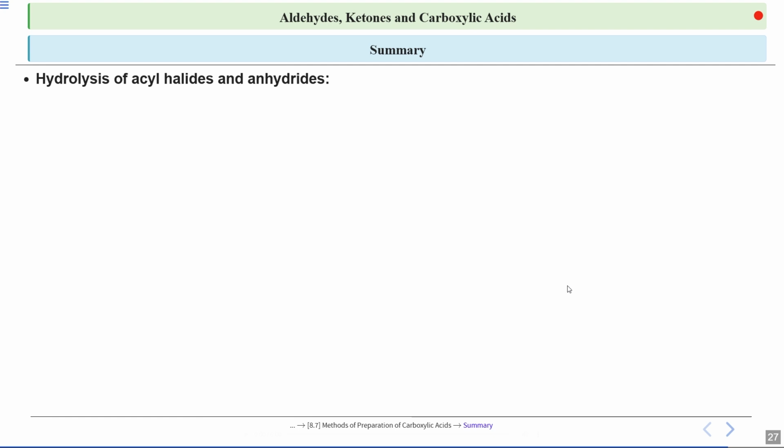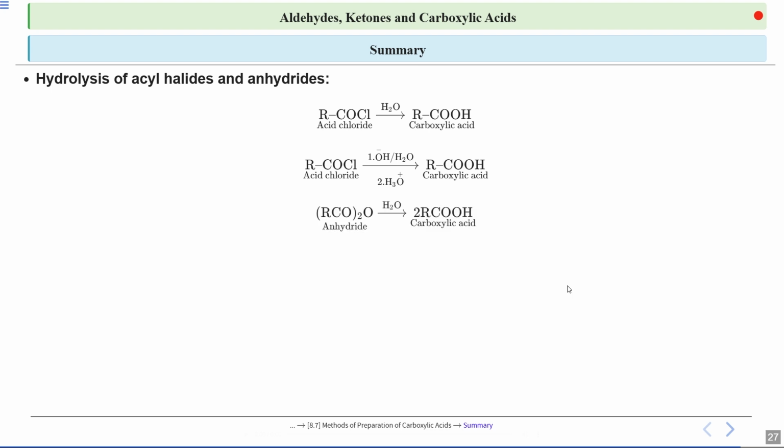Next, we saw the hydrolysis of acyl halides and anhydrides. We have acyl chloride. When it reacts with water, it forms a carboxylic acid. In this fragment, we can see that it is a two-step hydrolysis of acid chlorides. First, the acid chloride reacts with hydroxide ions, OH minus, and water, and then with hydronium ions, H3O plus, to form a carboxylic acid. Next, we have the anhydride. When anhydride reacts with water, it gives you two molecules of carboxylic acid, RCOOH.